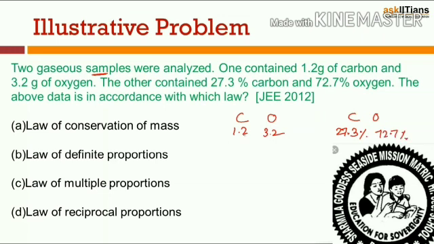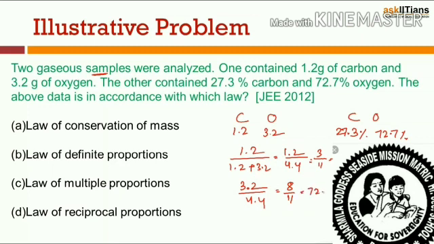Okay, so let's see the percentage composition of carbon. It is 1.2 by (1.2 plus 3.2), that is 1.2 by 4.4, and similarly oxygen will be 3.2 by 4.4. This value comes out to be 3 by 11, so you will get 27.3%, and for oxygen you will get 72.7%.